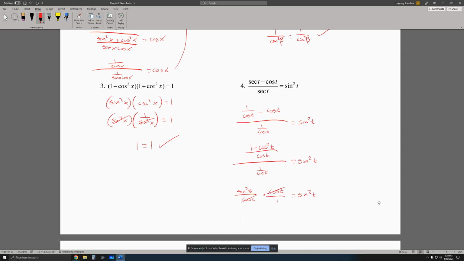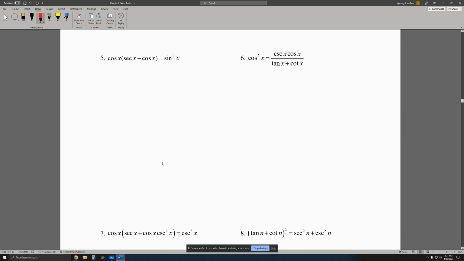Okay? When multiplying, we have a factor of cosine t canceling out, and we're just left with sine squared of t is equal to sine squared of t. And that verifies the identity. All right, go ahead and flip the page.